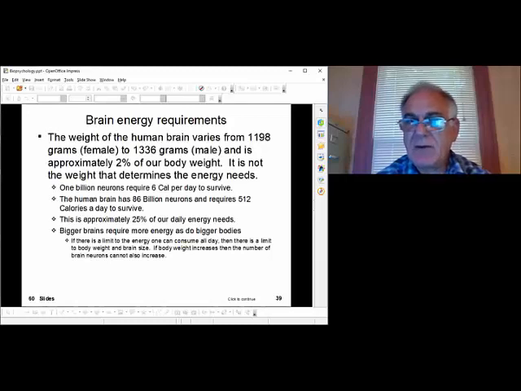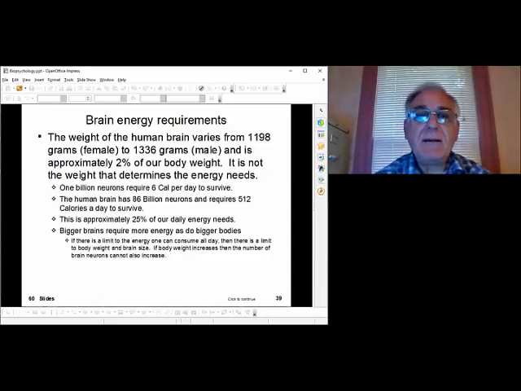It's not the weight, however, that determines its energy needs. It's the number of neurons, because 1 billion neurons requires about 6 calories per day to survive. And we have 86 billion of them in our brain when we're born, so we need 512 calories just for our brain to survive. And, of course, the average number of calories for a human being is 2,000 calories a day, which means a quarter of those calories that we need every day is going to the brain. 25% goes to the brain, its energy needs.